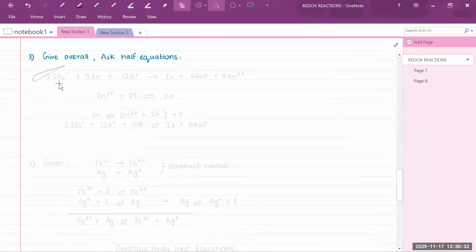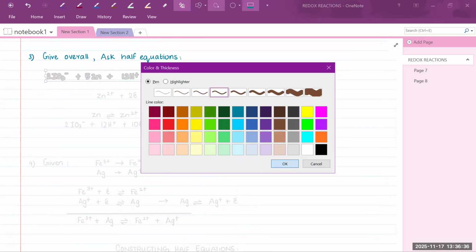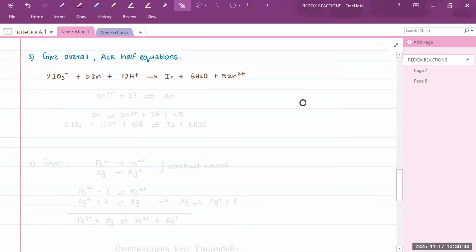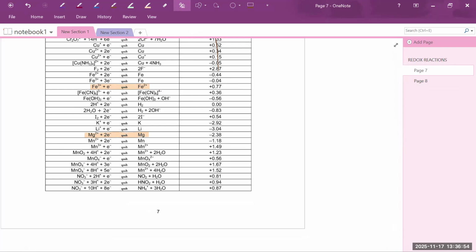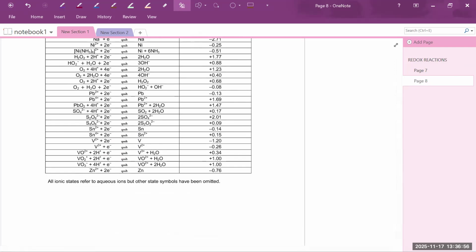Now the overall equation, for example, will be this, and they're asking you to make 2 half equations from this, one oxidation and one reduction. Now we'll use the data booklet. We have Zn on the reactant side, we have Zn2+. We'll see what we have in the data booklet, right? So here it is, Zn2+ plus 2 electrons converting into zinc, right?